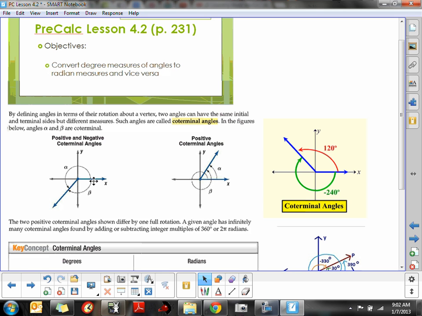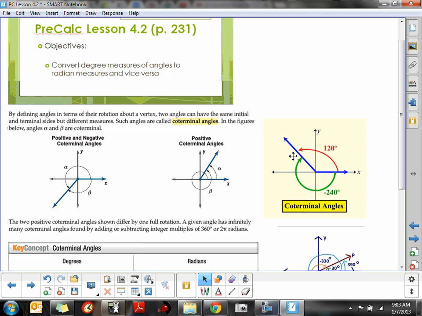We could also start from the initial side and rotate clockwise, and we could go to the same terminal side, but we're going to name that beta. So we can always name an angle either with positive measurements or negative measurements. I grabbed another picture to help you see that if our initial side is on the x-axis and we rotate a positive 120 degrees, we end up at the exact same location as if we rotate a negative 240 degrees.